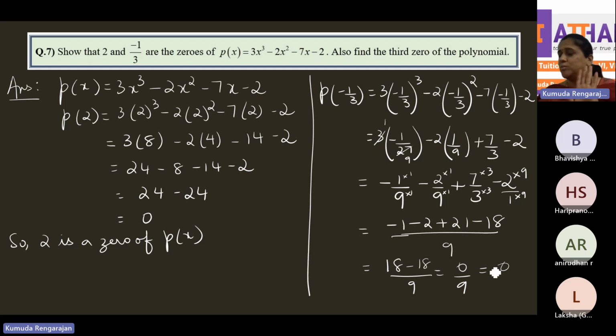Anyways, everyone's numerator will be 0. The denominator will be some number. I'm getting numerator 0 by 9. So 0 by 9 is 0. So minus 1 by 3 is a 0 of P of x.